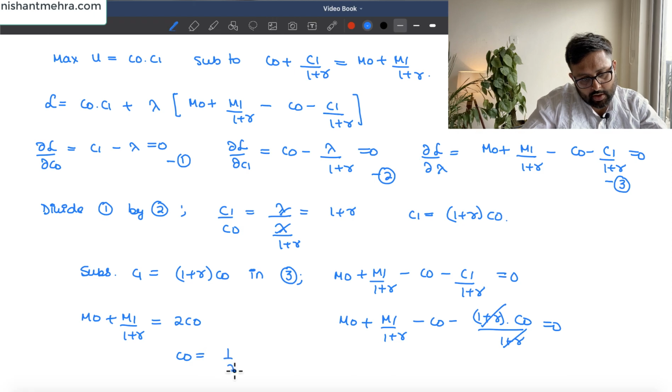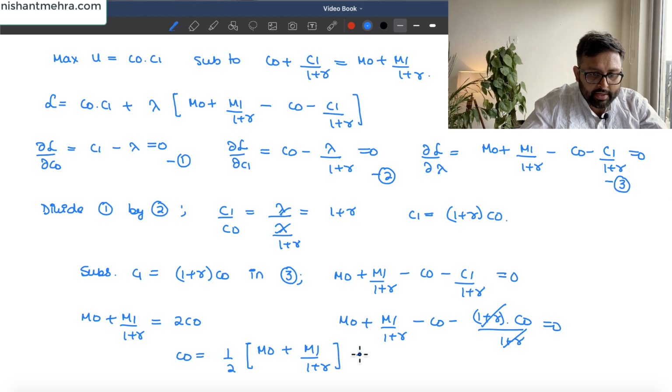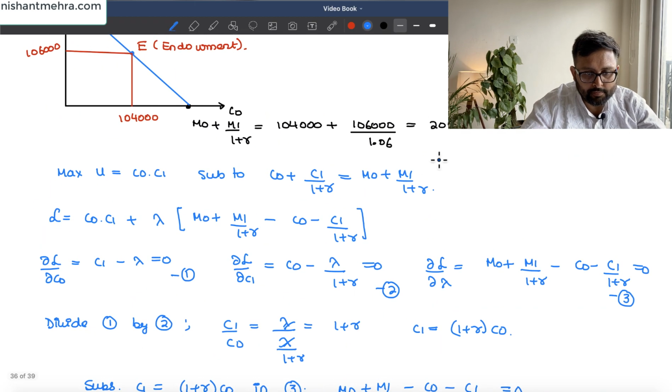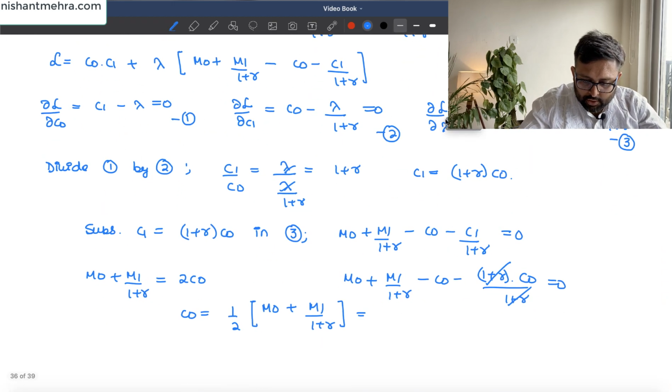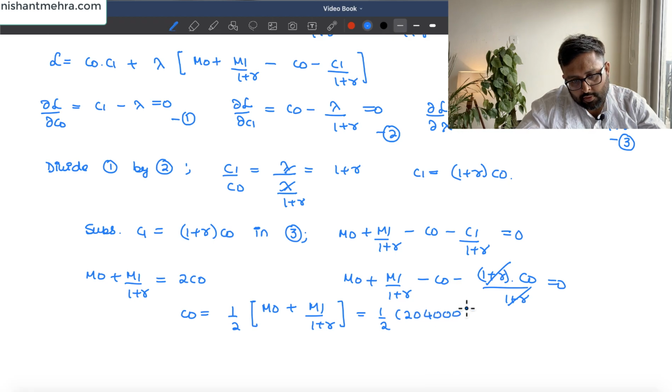So you have M0 plus M1 upon 1 plus R is equal to 2 C0. And C0 is equal to half of M0 plus M1 upon 1 plus R. Beta, but you have already calculated M0 plus M1 upon 1 plus R. You know that? Yeah. That is 2,04,000. Right? So half of 2,04,000 is 1,02,000. This is what my C0 star is.